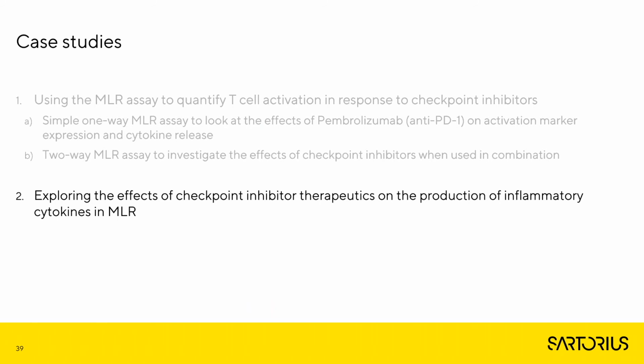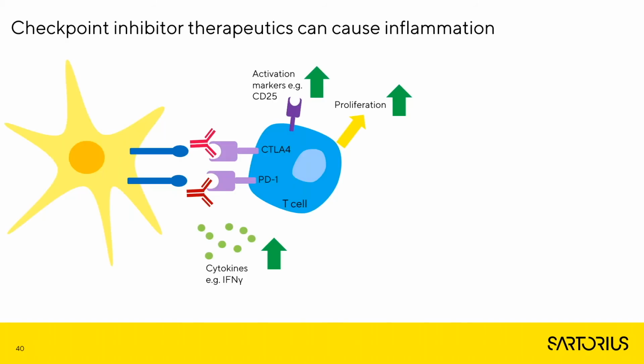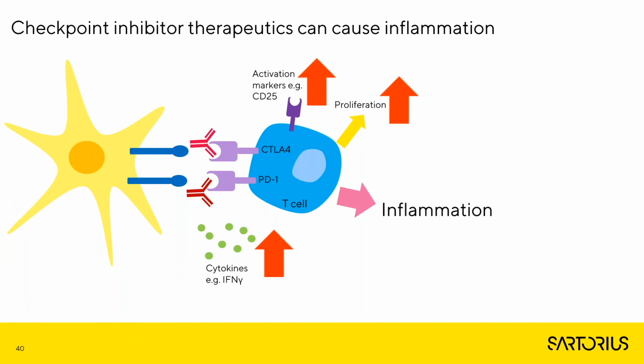Finally, I'm going to look at the impact of checkpoint inhibitors in the context of the inflammatory response. So very common side effects of treatment with checkpoint inhibitors are due to an overactivation of T cells causing an attack on healthy body cells, which can result in adverse inflammatory response. This inflammation is associated with high production of inflammatory cytokines, such as CCL2 and interferon gamma. And although these cytokines are produced as part of a normal activation response, when the production is upregulated, it can start to propagate the inflammatory state.